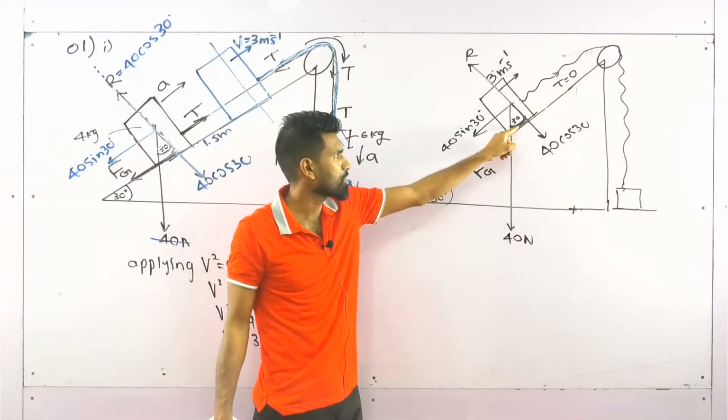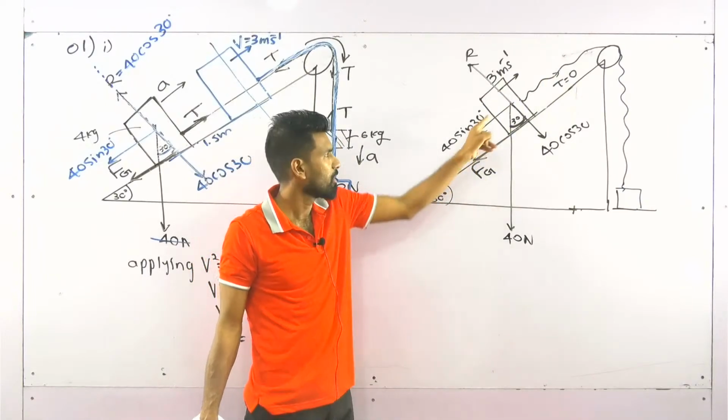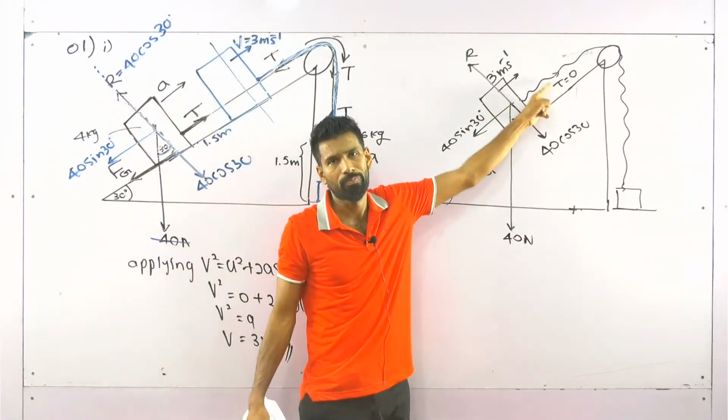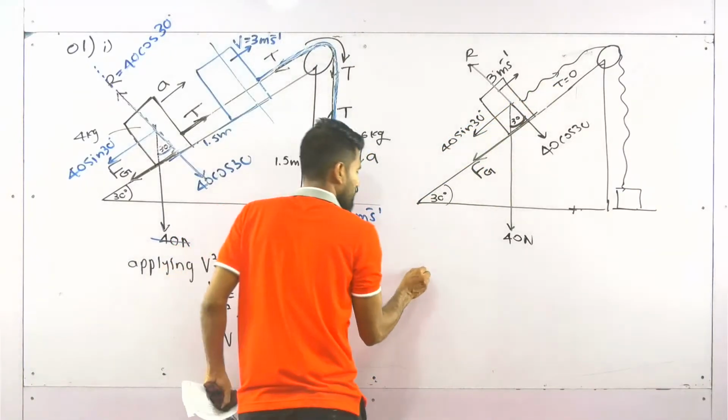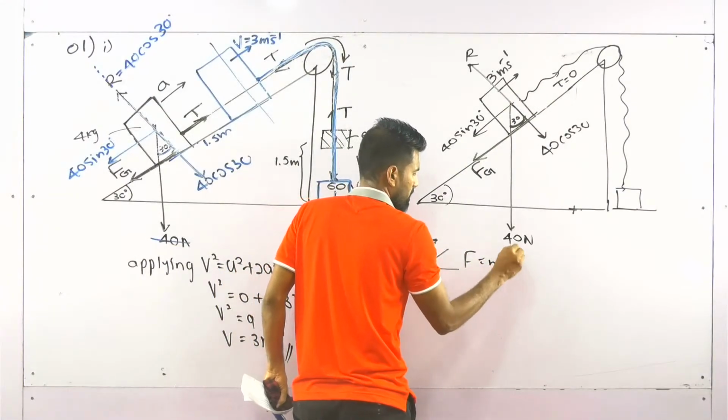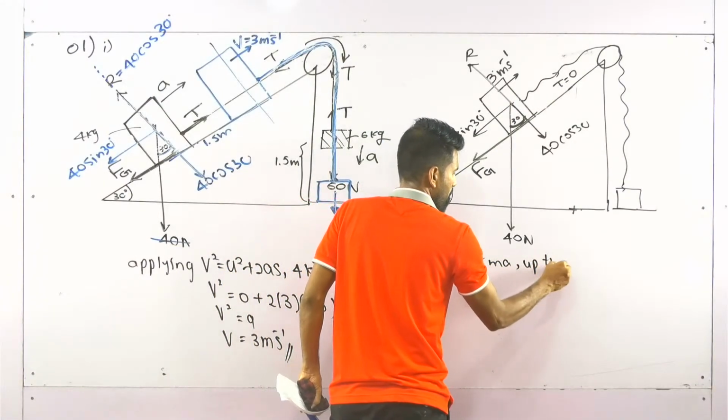Friction will be there in the opposite direction. So friction is present. Weight component is present. The only absent force is the tension. Okay. Applying F equals ma again up the plane.